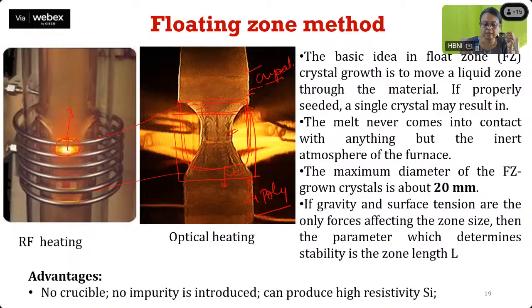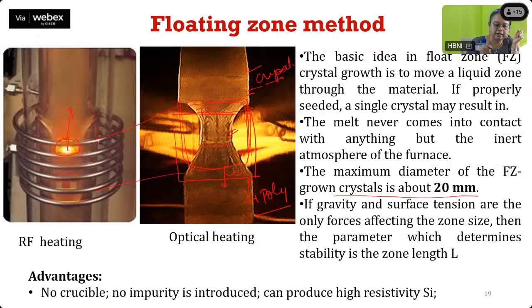But in this case the size of the crystal growth is very small. Generally it is used for the growth of very small crystals, around 20 mm, around 2 centimeters. But when you are making crystals for research purposes, or you just want to find out their magnetic properties or something like that, very small crystals are good enough. It is also used for the growth of alloys and metals.